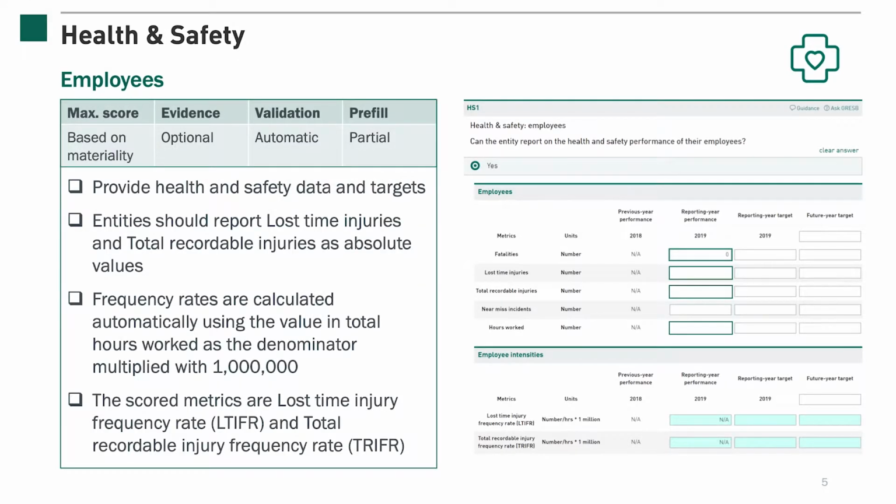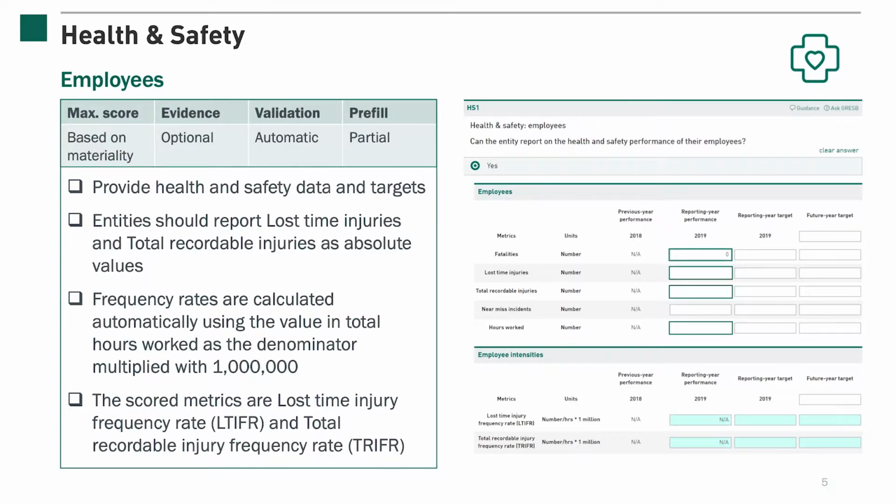The first aspect in this lesson is health and safety. There are 4 indicators in health and safety. The first is health and safety of employees. Only answer yes if you can report all of the mandatory metrics in the performance table.